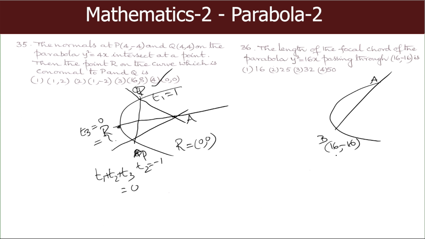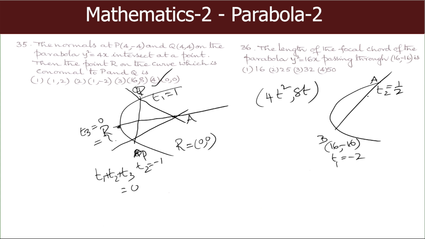Well, what is the parameter for this? The point is (at square, 2at), so there is any point on the parabola. This will be the same as (16, -16) when t equal to minus 2. This is T1, we call it as T1. This T2 is 1 by 2 because the product of the parameters must be equal to minus 1.